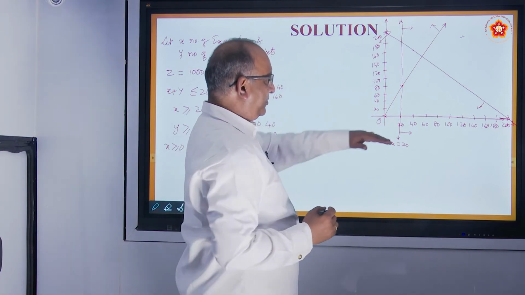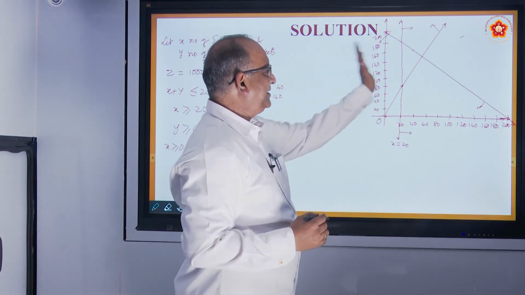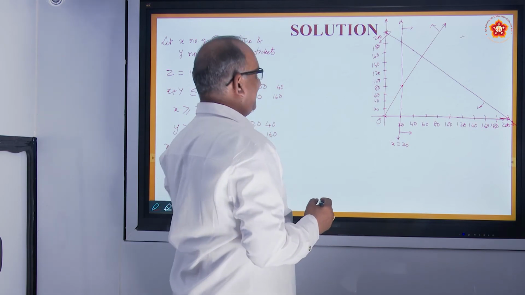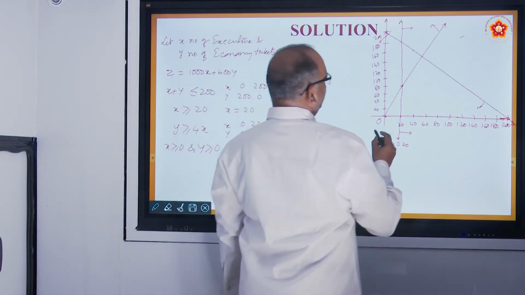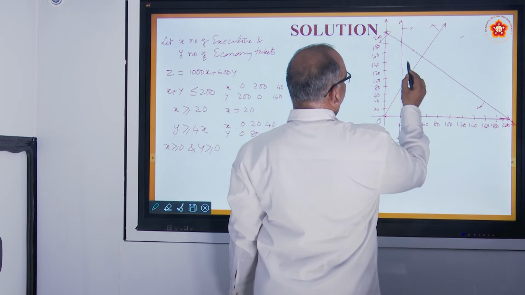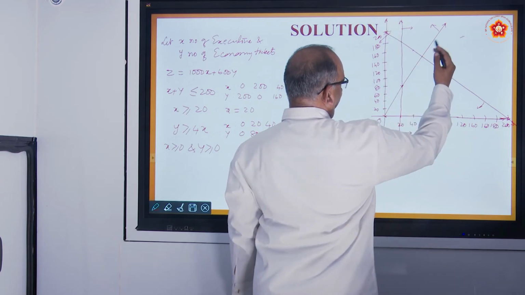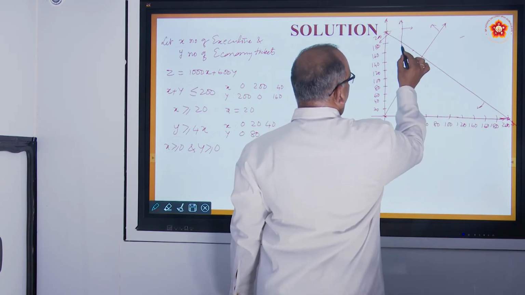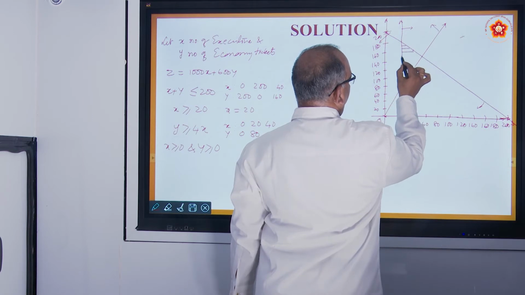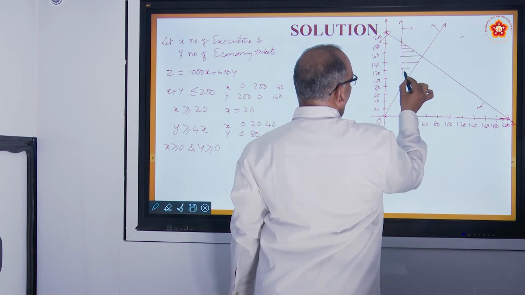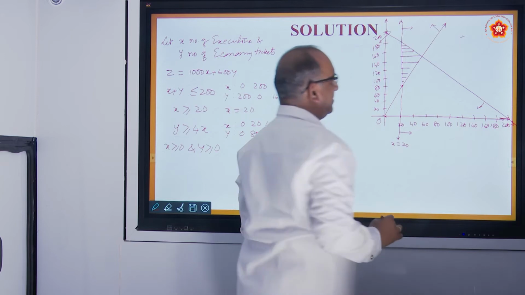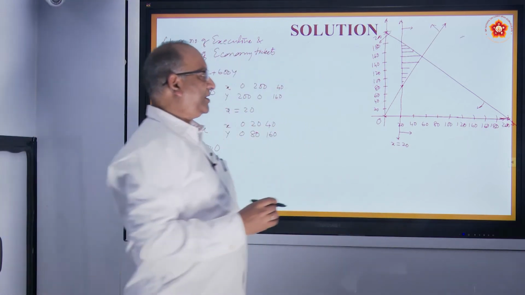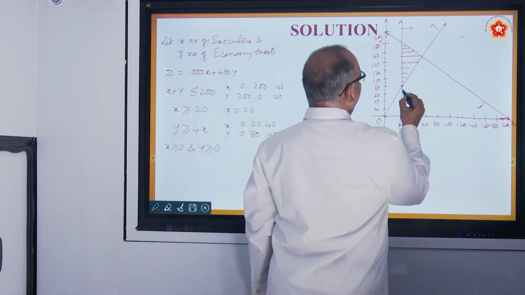Find out above x-axis and right side of y-axis, that is the last one. So the portion which we need to shade is this. Above this, right side of this, below this. So this is the common area. You can name them as A, B, C.